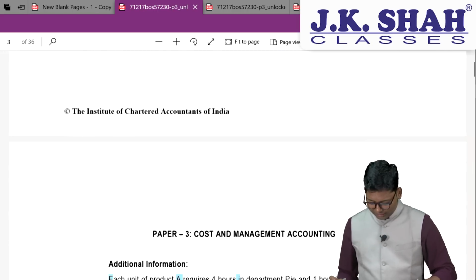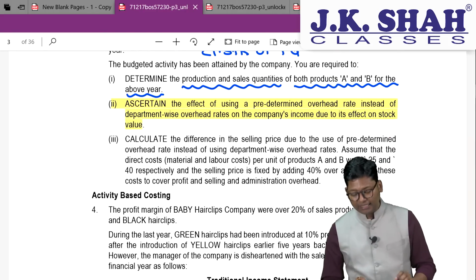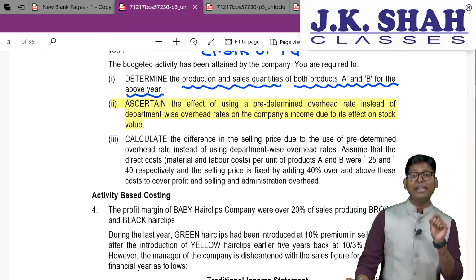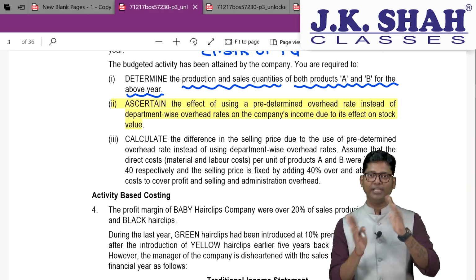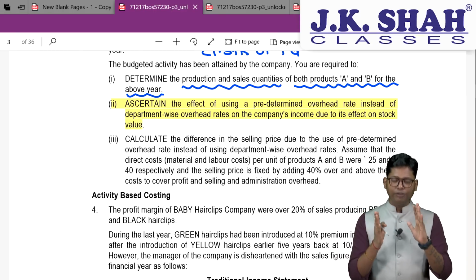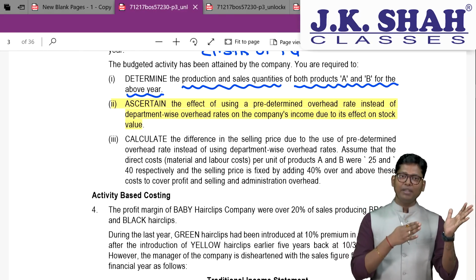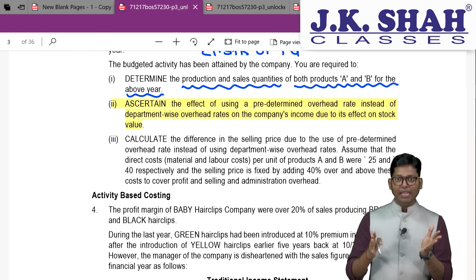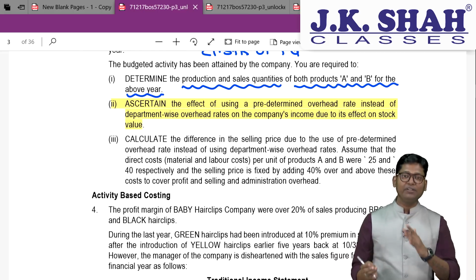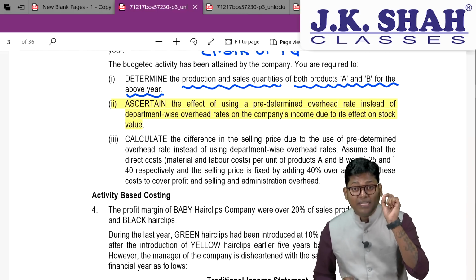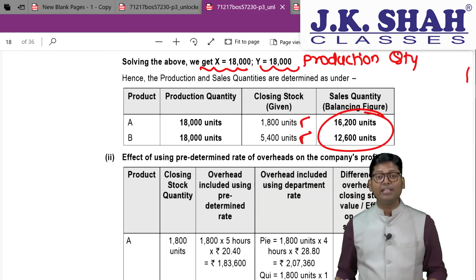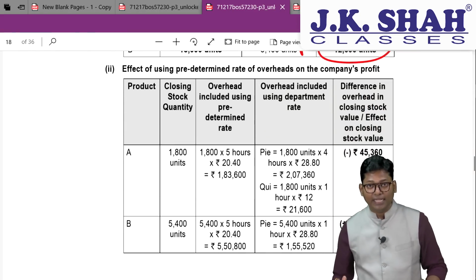Now, what does the question say? It says, ascertain the effect of using a predetermined overhead rate instead of department-wise overhead rate. So, there is a conflict. If you are using the department rate, that is different. If you are using the company's absorption rate, that is different. If you are using the company's absorption rate, what will be the effect of that particular calculation that we need to show here?